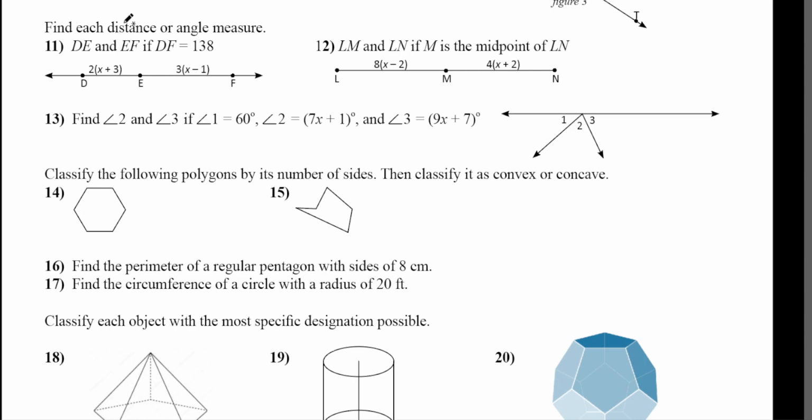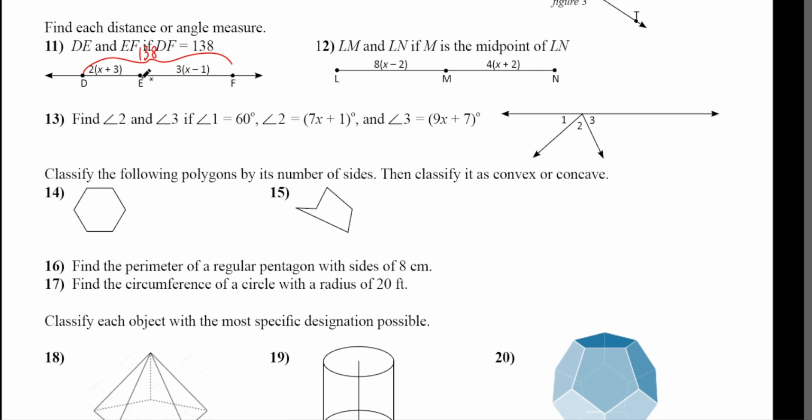All right, what about this? Find each distance or angle. So obviously this one is distance. It's not an angle. It says find DE and EF if DF is 138. So this whole thing from here to there is 138. So what do these two segments do? What does DE and EF do to make up 138?